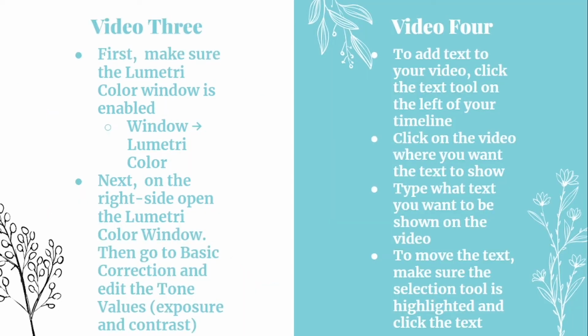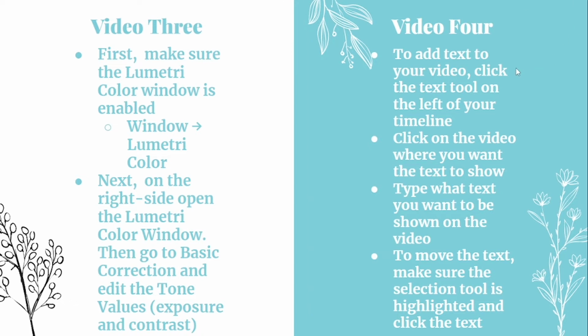So for video 3, the first thing you're going to want to do is make sure that your Lumetri Color window is enabled, and you can do this by going to Window and then to Lumetri Color. Next, you're going to want to, on the right hand side, open the Lumetri Color window, then go to Basic Correction and edit the tone values, such as exposure and contrast.